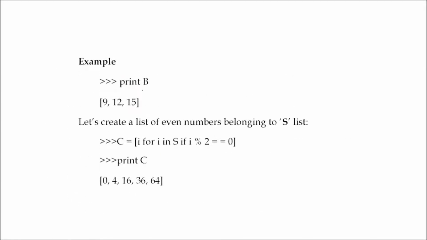One more example. Print B. If you print, 9, 12, 15, this is being printed. Now let us create a list of even numbers which belongs to S list. If you have a list, say S, and S was what? We have just created a list S.